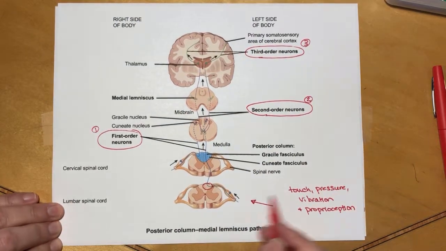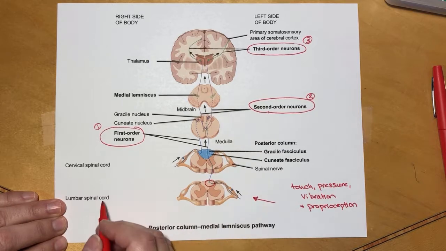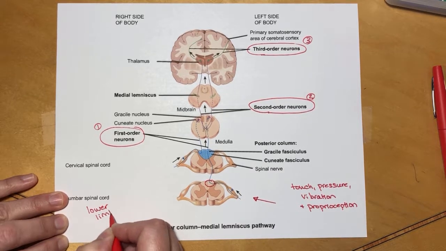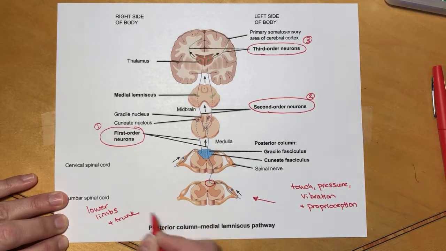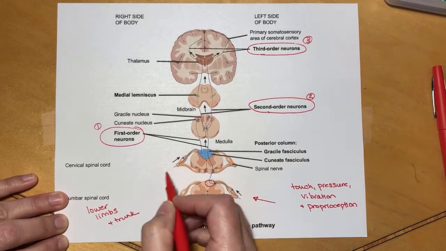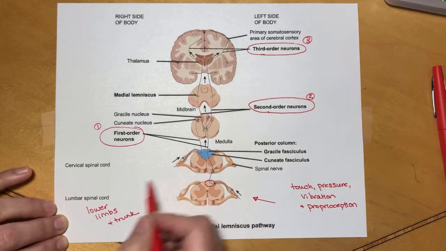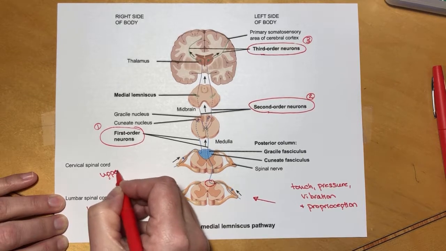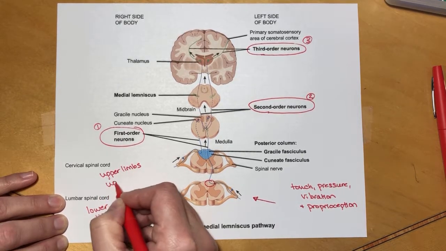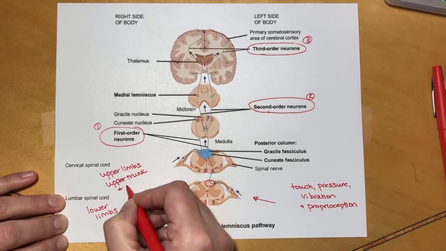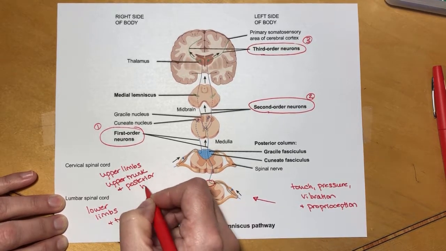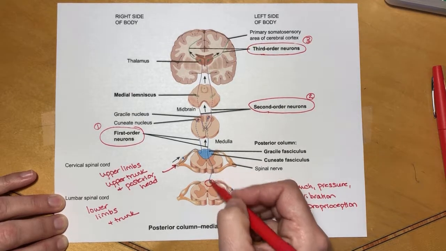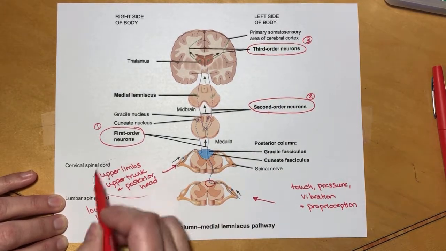One thing I wanted to point out is that here on the lumbar spinal cord, you're going to be bringing in information from the lower limbs and the trunk. Information that's coming in on the cervical spinal cord, so much higher up, remember this is the lumbar region. On the cervical region, we're going to be bringing in information on the upper limbs, upper trunk, and the posterior head. So the same thing happens, it just doesn't have as far to go.